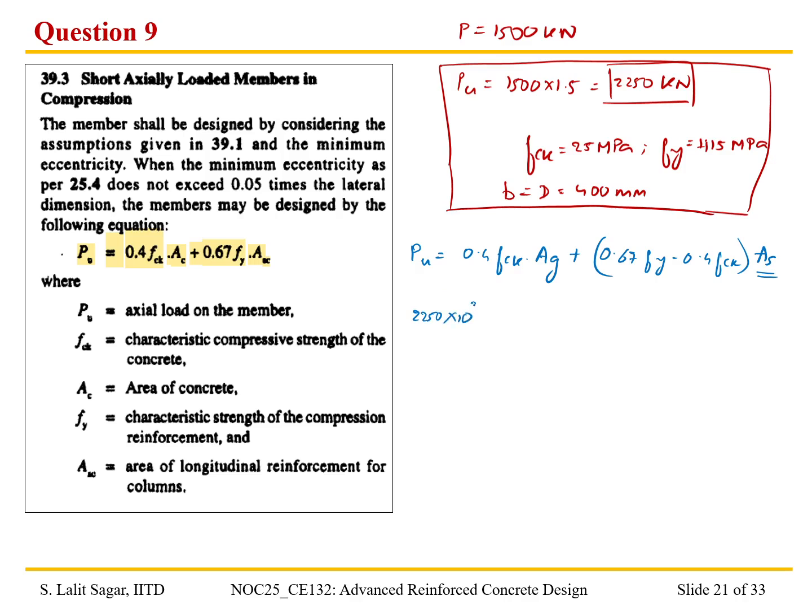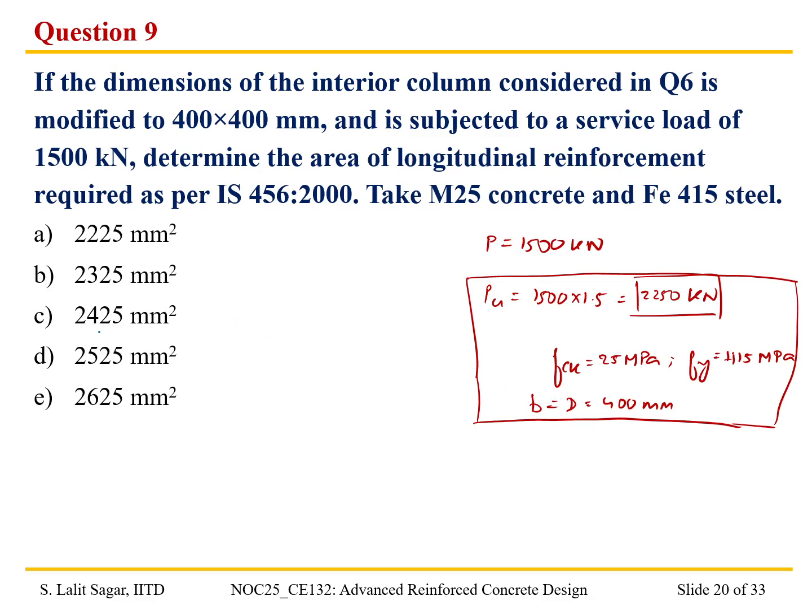2250 into 10 to the power 3 is equal to 0.4 into 25 into 400 square plus 0.67 into 415 minus 0.4 into 25 multiplied by Asc. So Asc is equal to 2425 mm square. As per that, option C is the correct response.